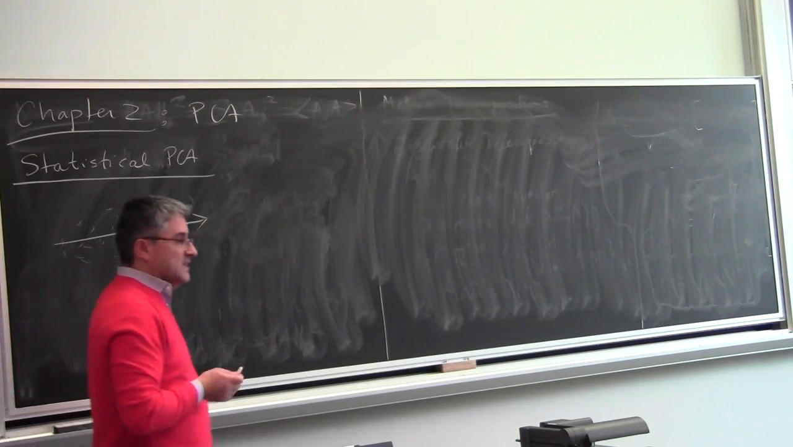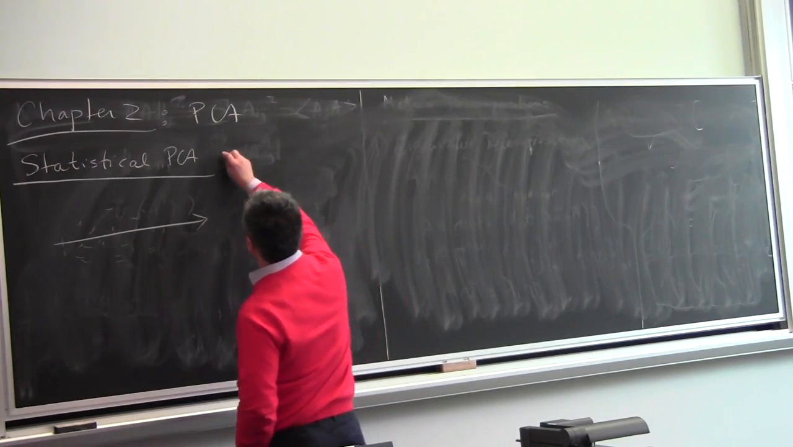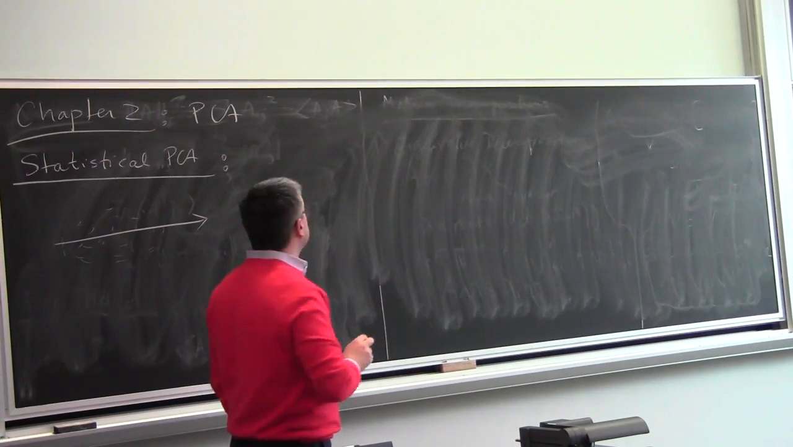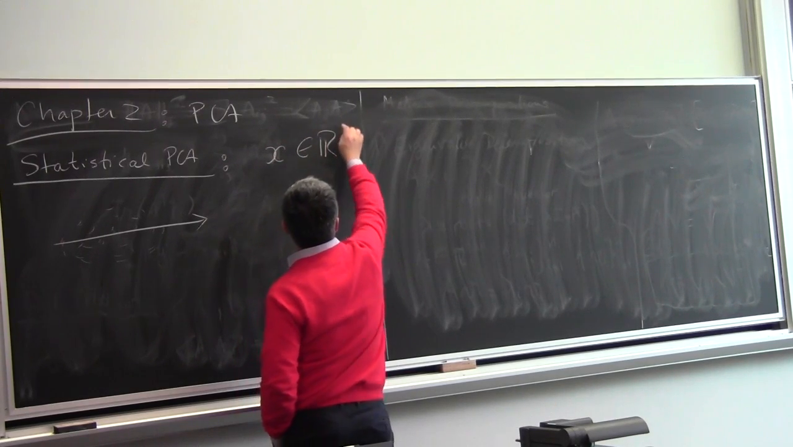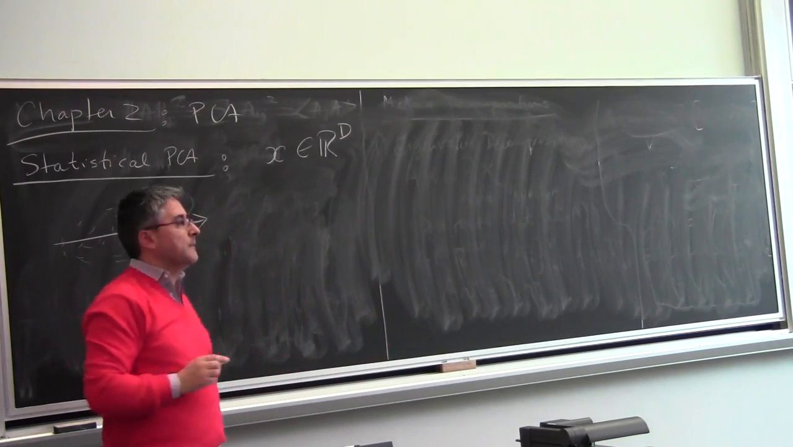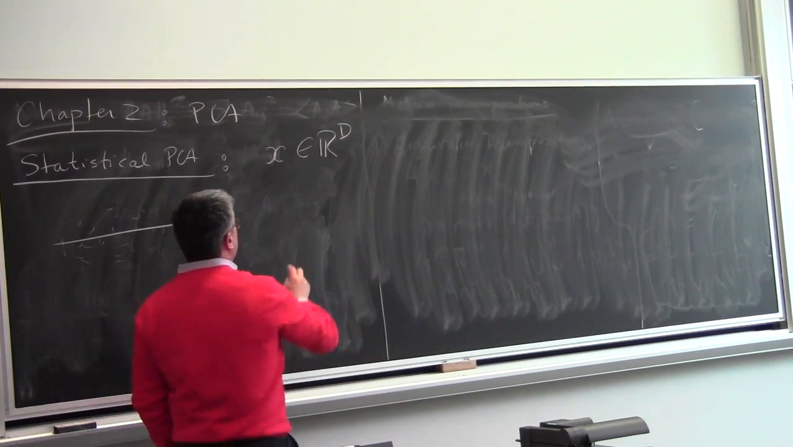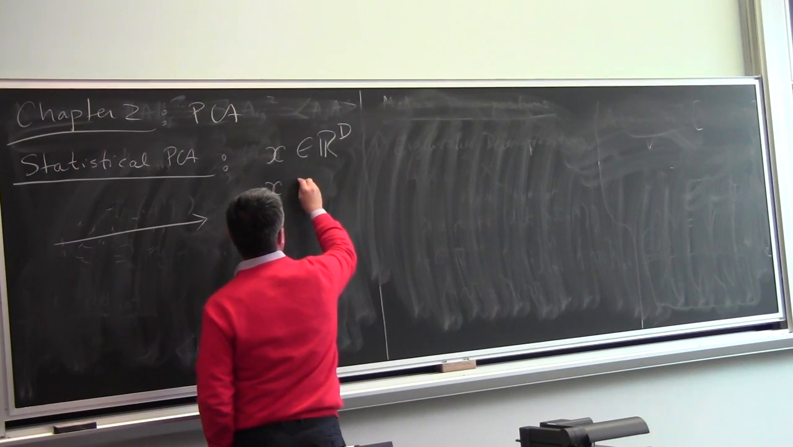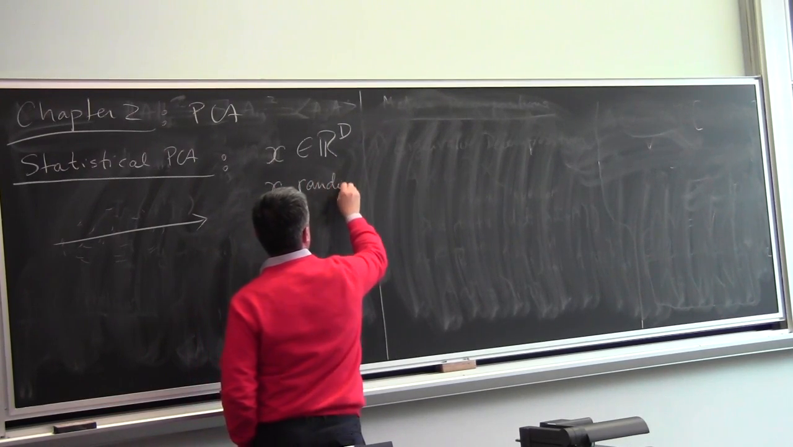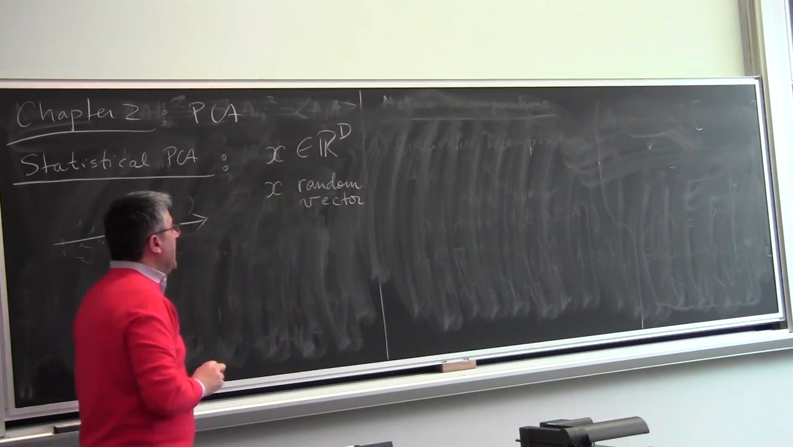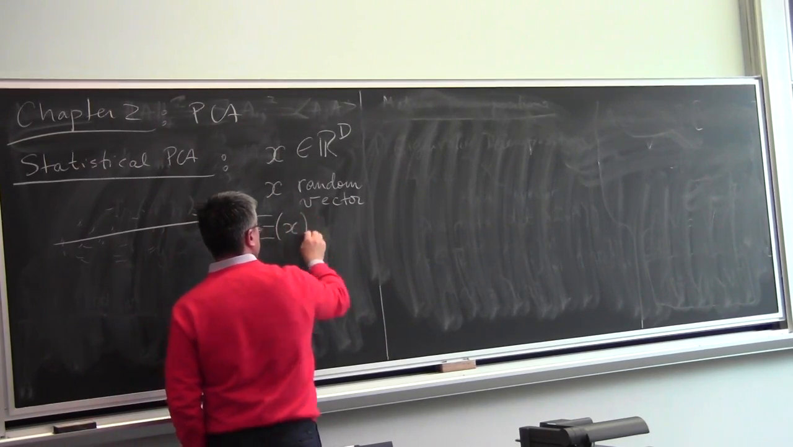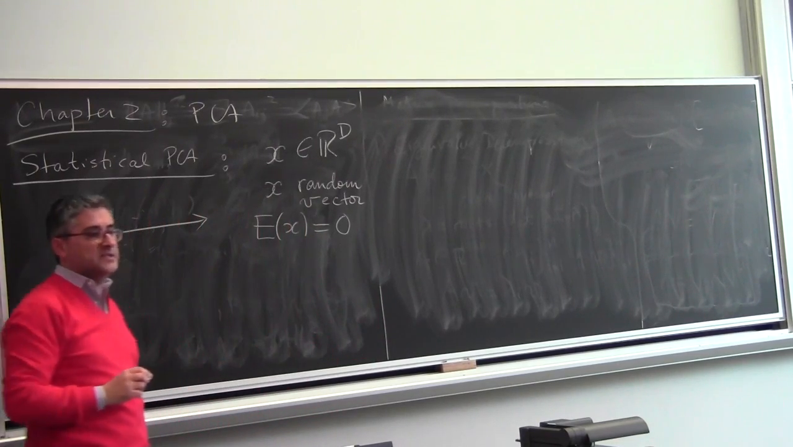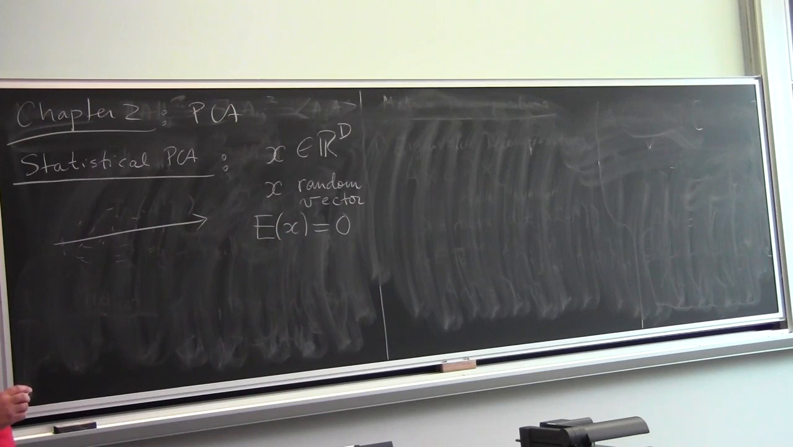So to make that more precise, what I'm going to assume is the following, and that's what the statistical setup is going to assume. So let X be a vector that belongs to R^d. Okay? And I'm going to assume that X is a random variable. Okay? And for the sake of simplicity, I'm going to assume that it is zero mean. So the expected value of X is going to be 0. Those are the basic assumptions.